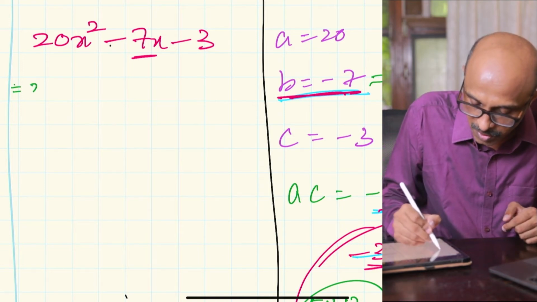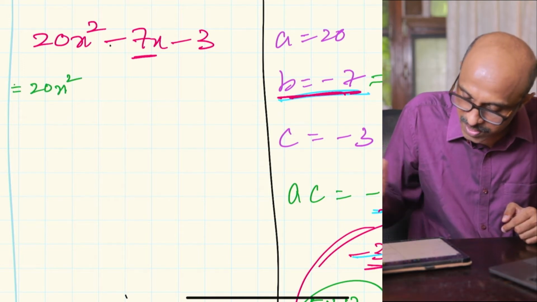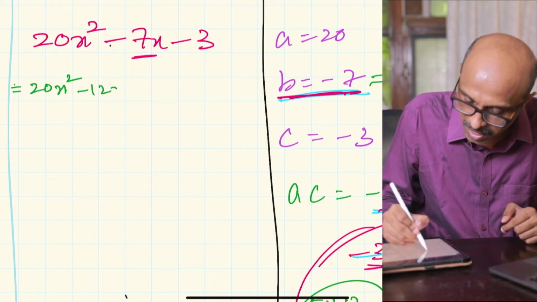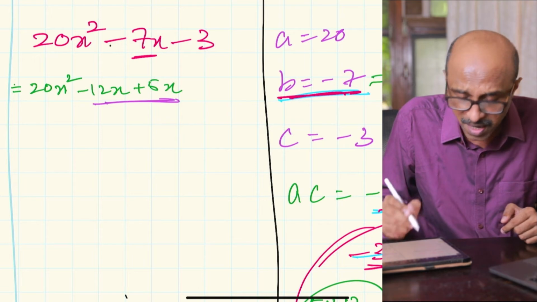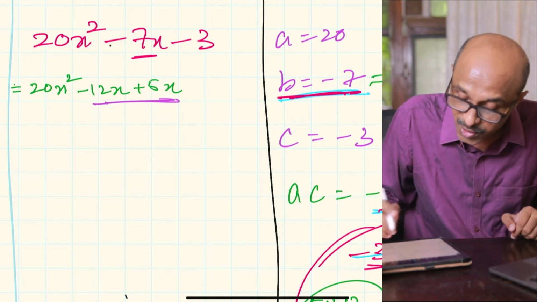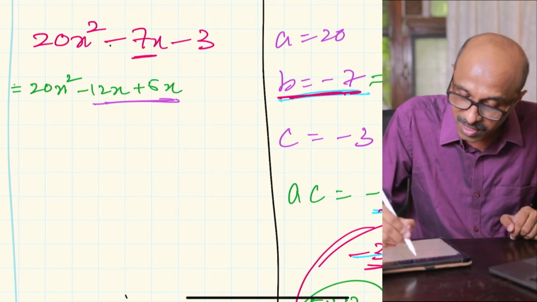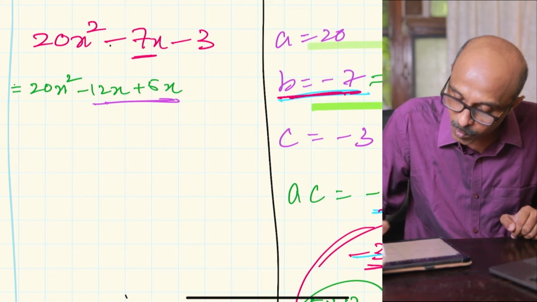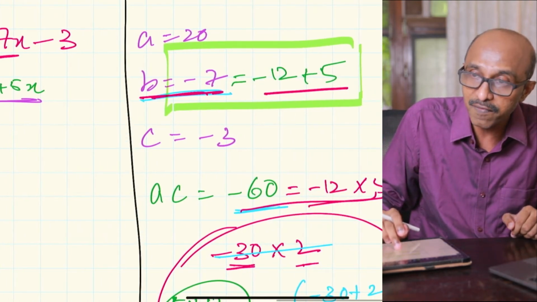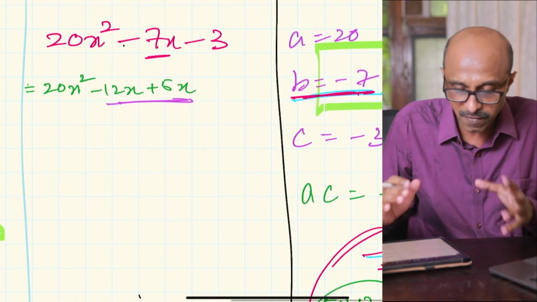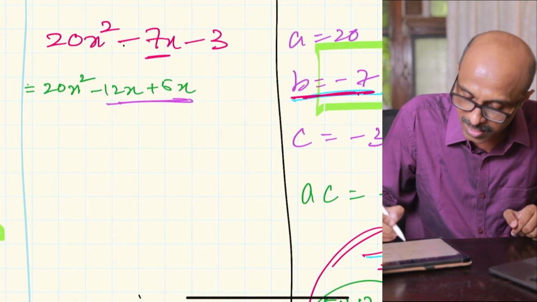So what we're going to do is write 20x squared, -7x, I'm going to write it as -12x plus a 5x, okay? So you might wonder, where did that come from? Some students ask. Well, that's actually in the rough work. Remember that again, okay? So here we go. That -7 is written as -12 plus a 5, and that's what we refer to as splitting the middle term. And then let's continue the question.